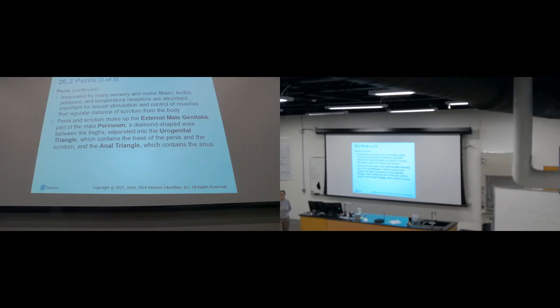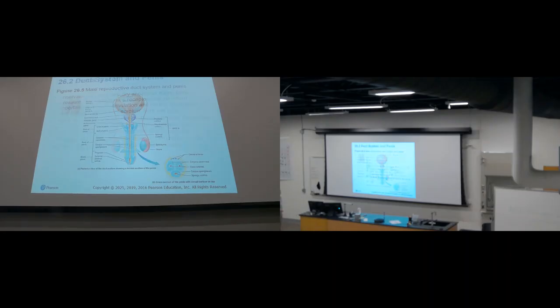So the penis is innervated by sensory and motor fibers. And then it has receptors for temperature that are abundant and that are important for sexual stimulation. And then the penis and the scrotum make up the external male genitalia, and this is part of the male perineum, the area between the thighs that is subdivided into the urogenital diaphragm anteriorly and the anal triangle posteriorly.